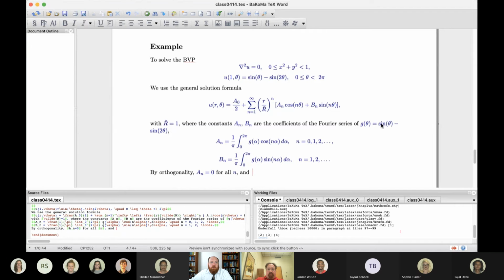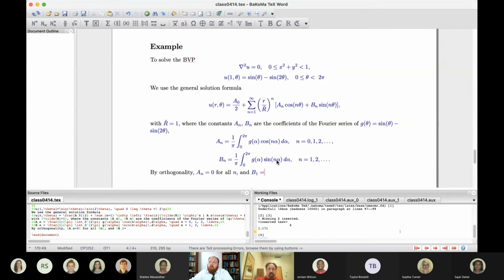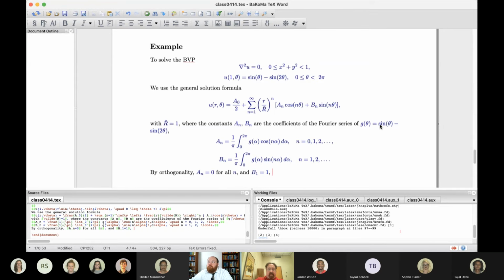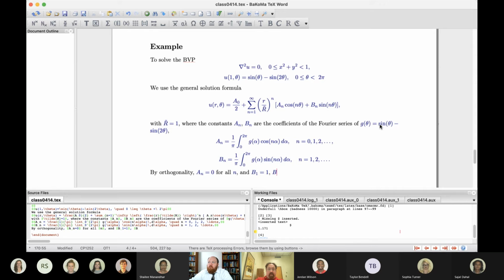Here, if I have sine theta, which matches this with n equal 1, I'd have b1 equal to the coefficient of sine theta, which is 1. And then I'd have b2 equal to the coefficient of sine 2 theta, which is minus 1. All other b's are 0.